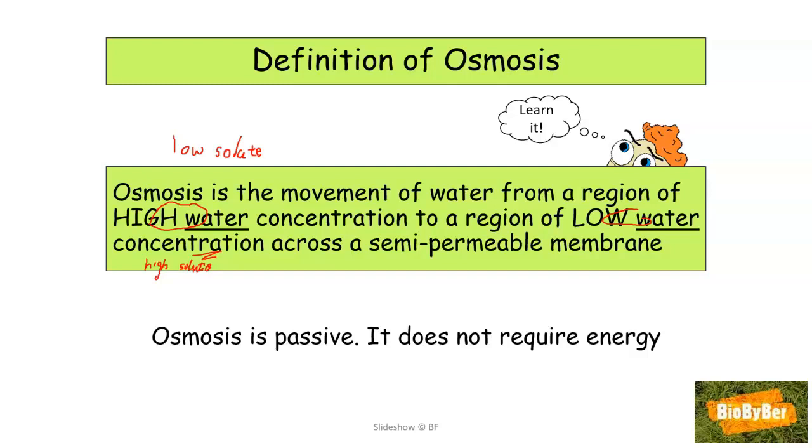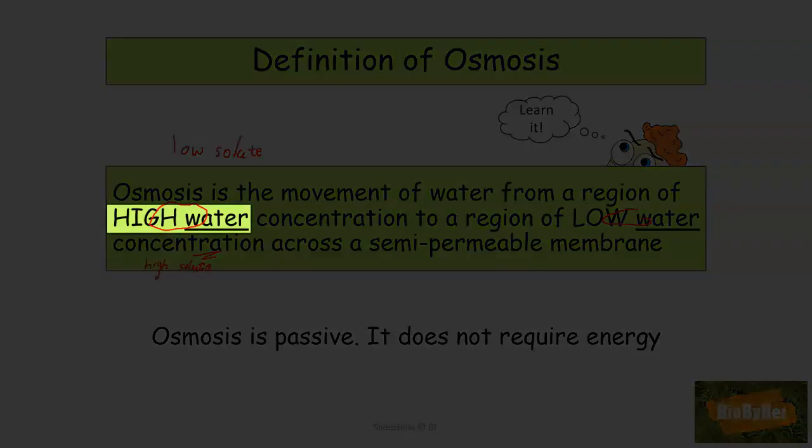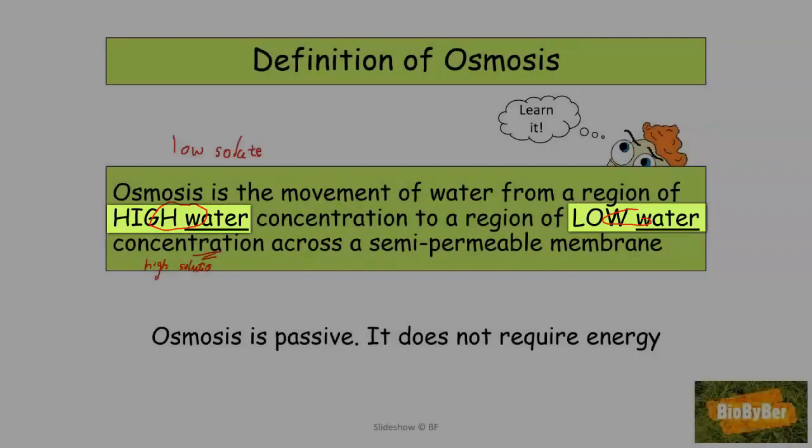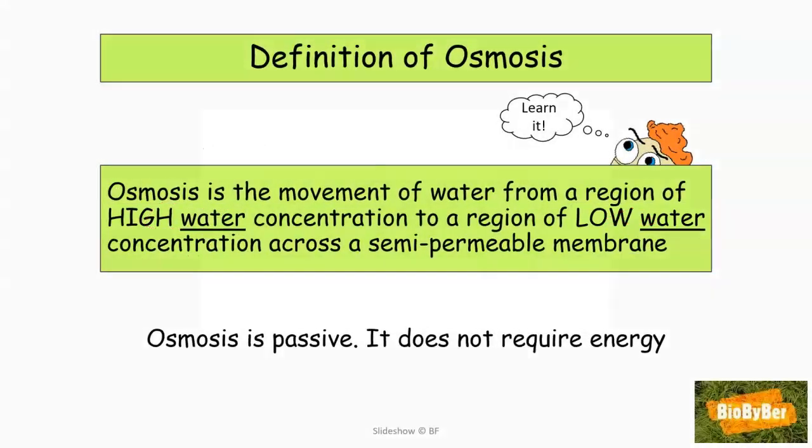Or for those of you who would prefer the alternate wording: the water will move from a region of low solute concentration to a region of high solute concentration across a semi-permeable membrane. But I would really stress that we learn the definition and we use the vocabulary connected with water concentration. And as we know, of course, osmosis is passive. That means it does not need any energy.